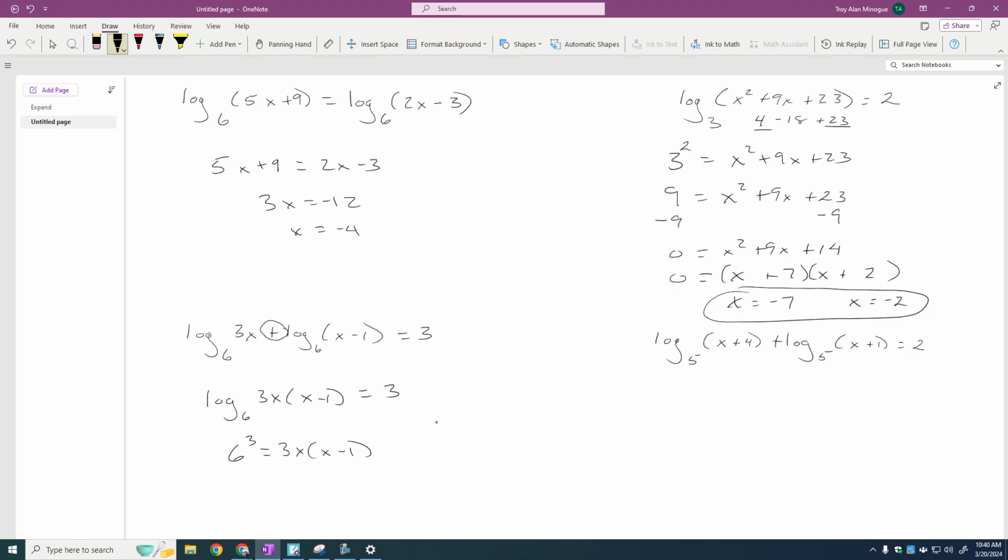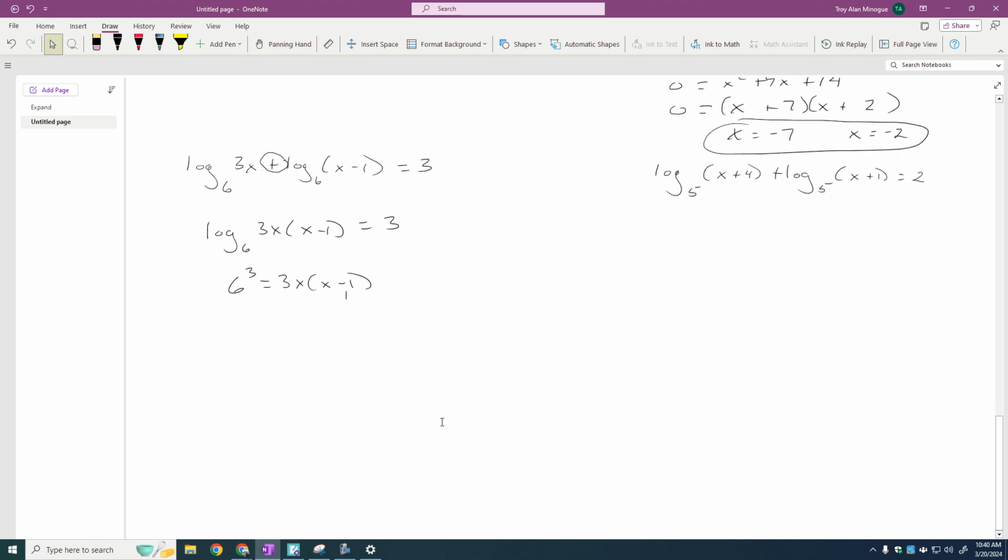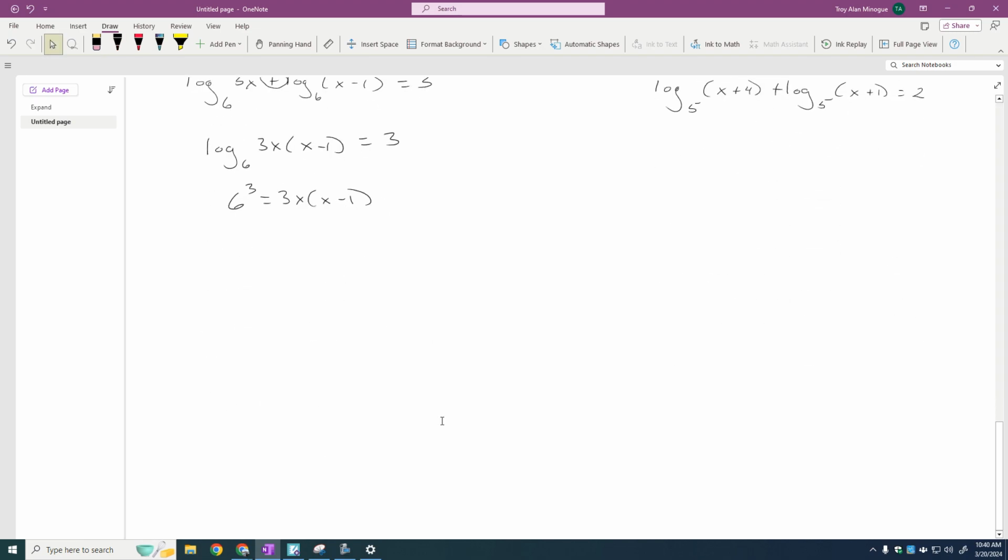I have a quadratic. I'm going to solve it. So if you got stuck and couldn't get to here, now that you're here, see if you can solve that quadratic. First step, I'm going to work out the left-hand side. So 6 times 6 times 6 is 216. 3x times x is 3x squared. 3x times a negative 1 is a negative 3x.